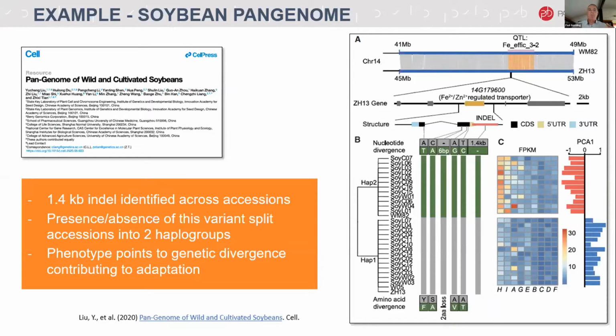So these haplotypes were split, interestingly, depending on the predominant soil type that these particular accessions were grown in. So this points to a genetic divergence, if you like, for this gene contributing to the soybean adaptation to iron uptake, which is fantastic data to get from the Revio data from PacBio.